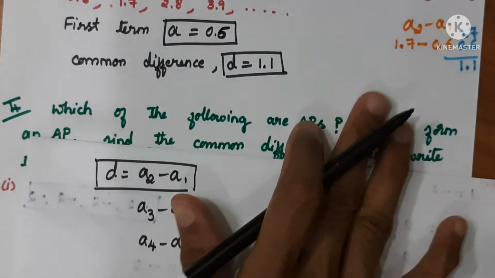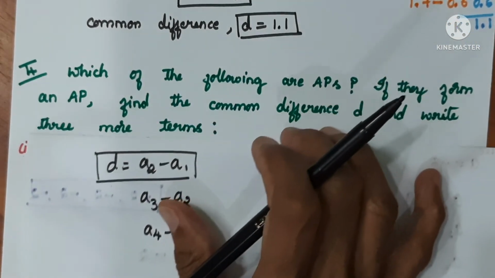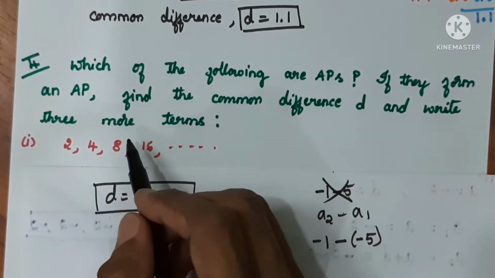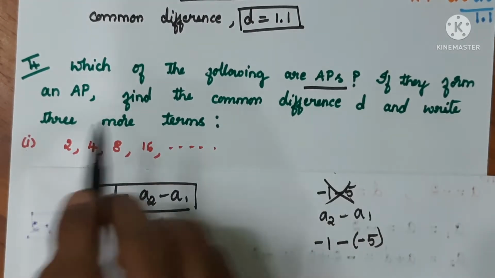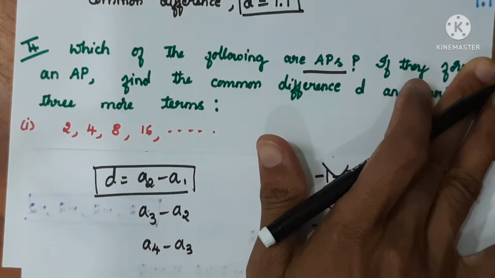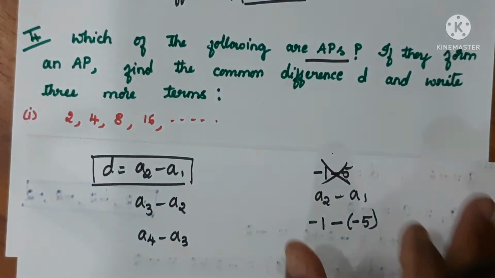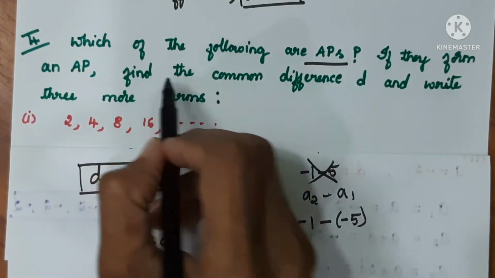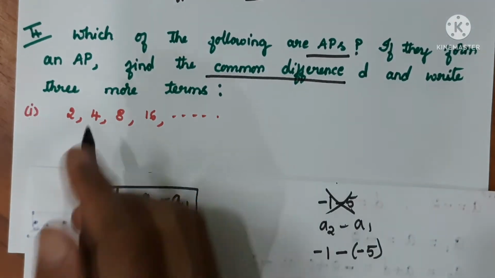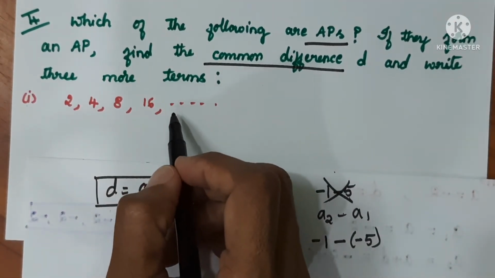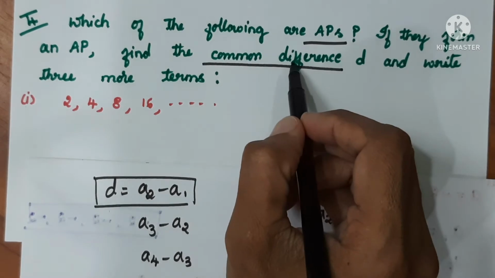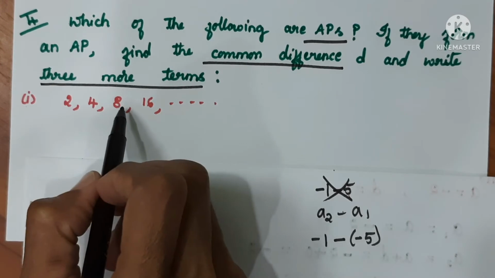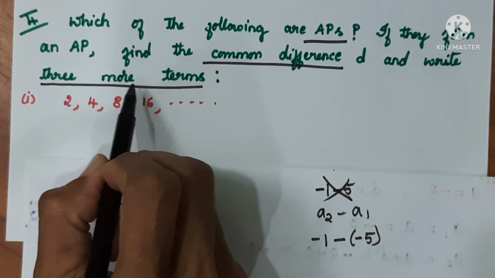Now let us see the fourth main of this exercise. In the fourth main, which of the following are APs? They have given some sets of numbers. We have to identify the APs. There are some APs and there are some sets of numbers that are not APs. If they form an AP, we have to find the common difference and also write the next three terms. Only if they form an AP do we have to write the next three terms.